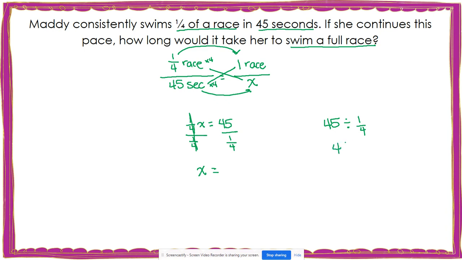So I'm going to multiply 45, because that's my divisor, by the reciprocal of 1/4. And the reciprocal of 1/4 is 4/1. Well, 4/1 is just 4. So I would multiply 45 times 4 and I would get 180. So that means that the answer is 180. This means that it would take Maddie 180 seconds to swim a full race.